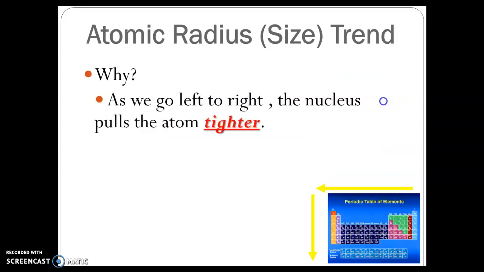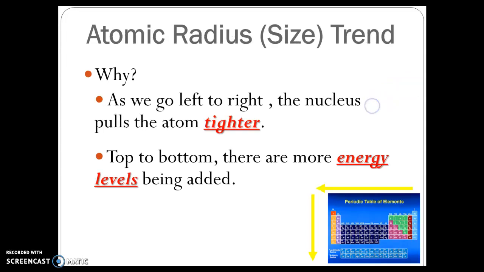All right. So why does that happen? As you go from left to right, the nucleus, right, has a tighter pull on the atom. Right. So as you go from left to right, the nucleus is pretty much getting stronger and stronger, and it's able to pull the valence electrons closer and closer. All right. Top to bottom, there's more energy levels being added, right? And so obviously you're getting wider and wider.